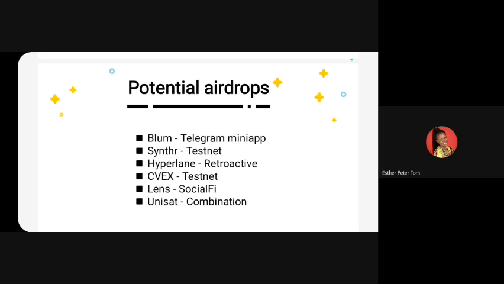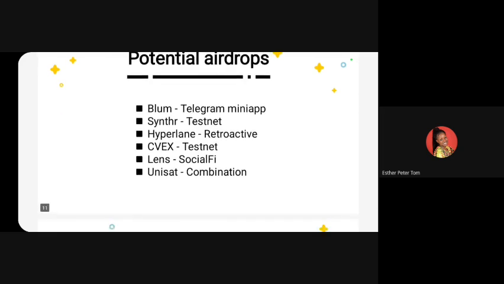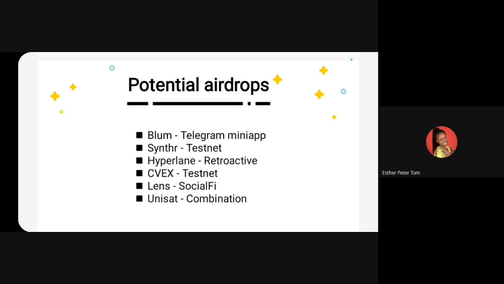So for the Telegram mini apps, Bloom is live and I think it's cool. I think they will do a good airdrop, just like Notcoin did. It's a Telegram mini app project. So Synthia is in testnet mode, and they'll also have an airdrop, hopefully. It's a very good project to start farming.